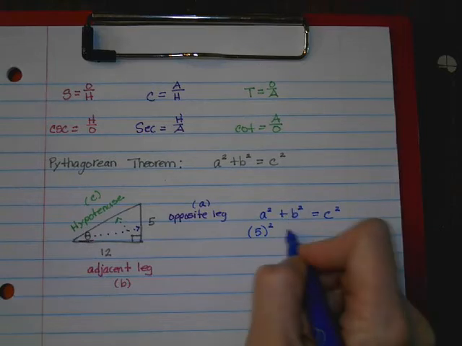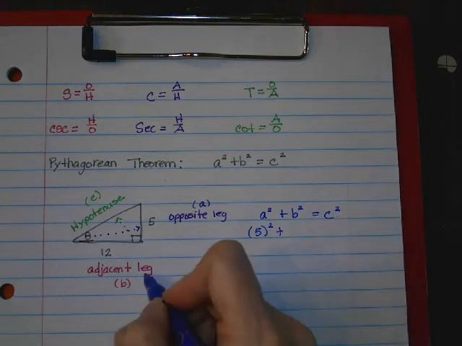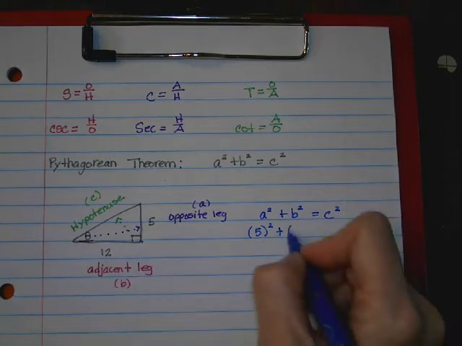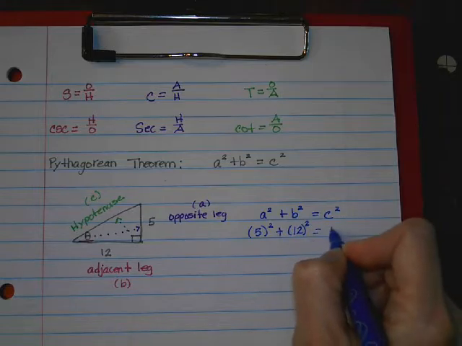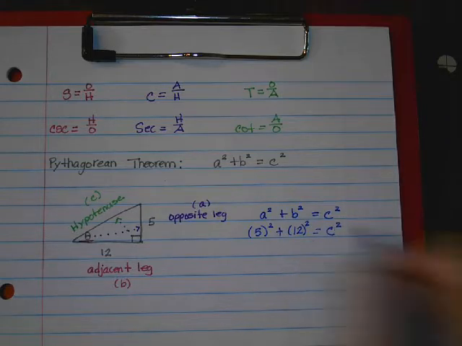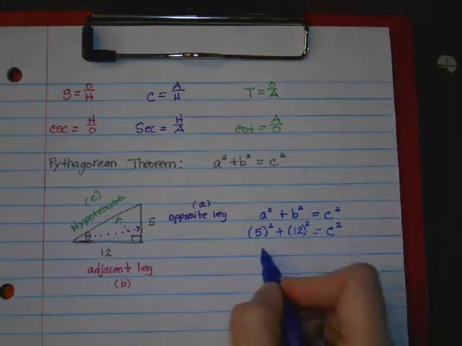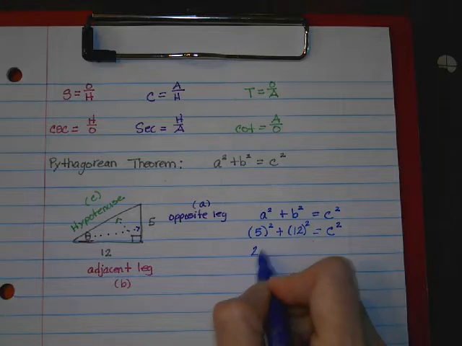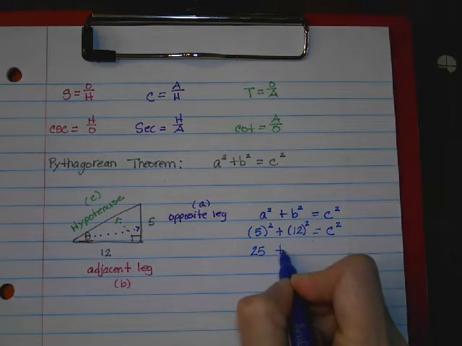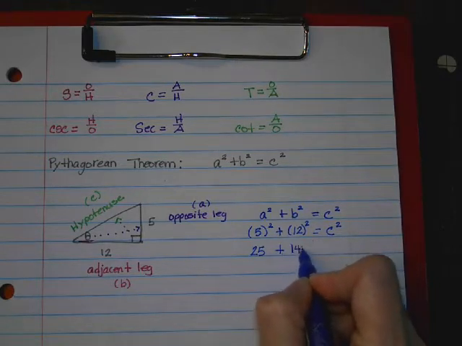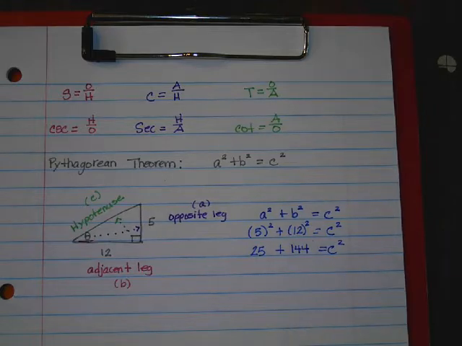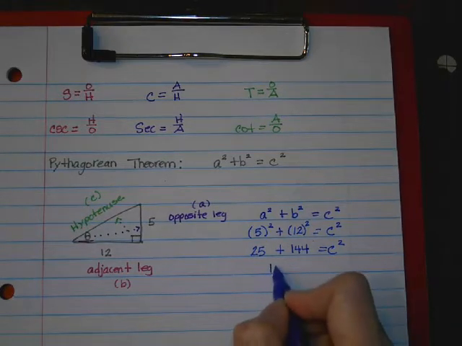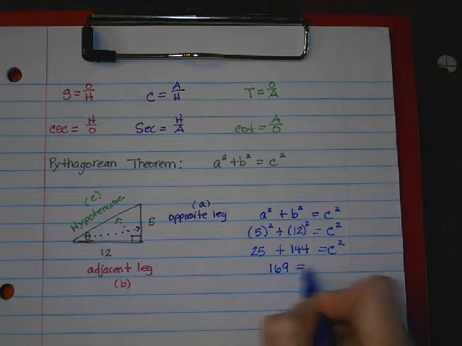All right, plus B, and B is our adjacent leg, and that value is 12. Then squared. And we're trying to find C, because we do not know it, making it C squared. So 5 times 5 is 25, and 12 times 12 is 144. And this equals our C squared. Then we've got to add, so we'll get 169 is equal to C squared.